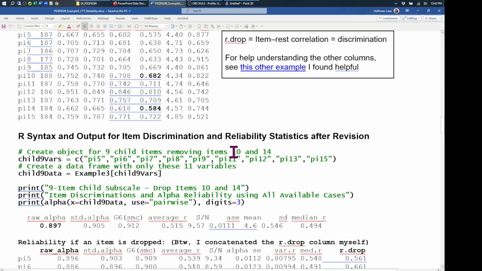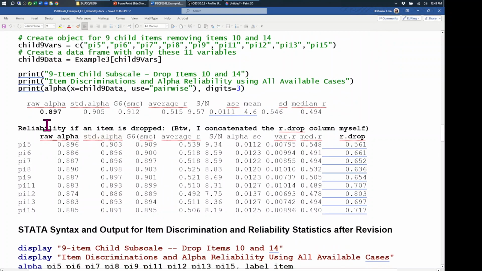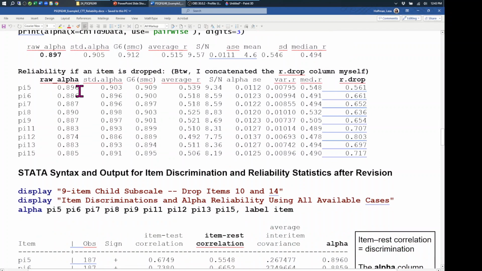So after dropping items 10 and 14, because they were conceptually a better fit to the other scale, we have 9 items left. We've rerun the analyses. Alpha is down a little bit. It went from 0.91 to 0.897. I can live with that. Here are the item statistics. So this is alpha if deleted. There are no items by which alpha would increase if they were removed, so that's good. And the discriminations are variable, but there's nothing that's super concerning here. So I would say this looks pretty good.